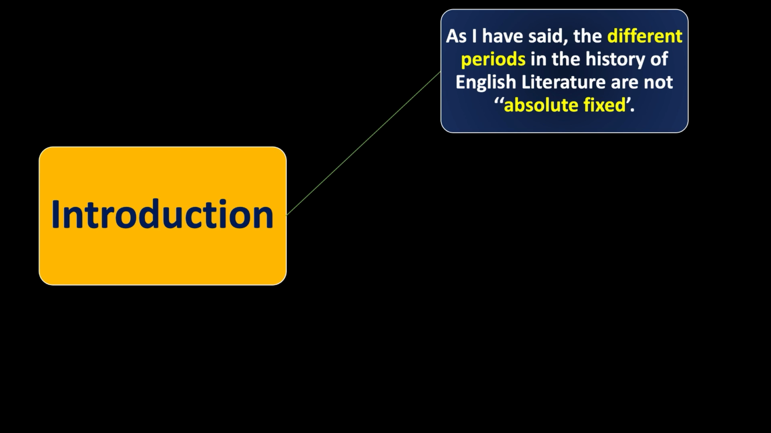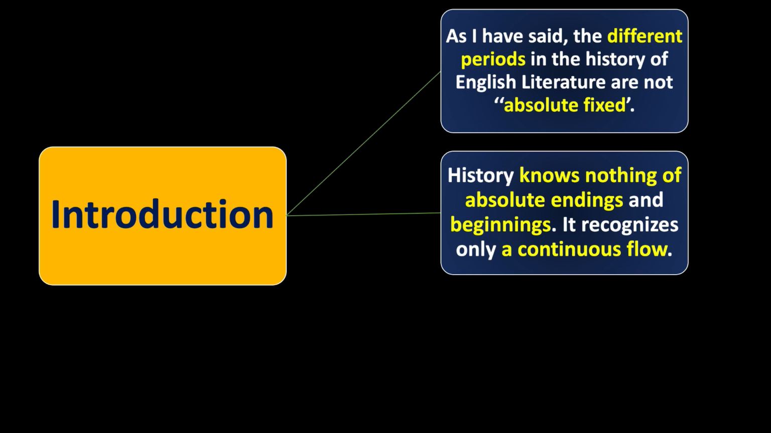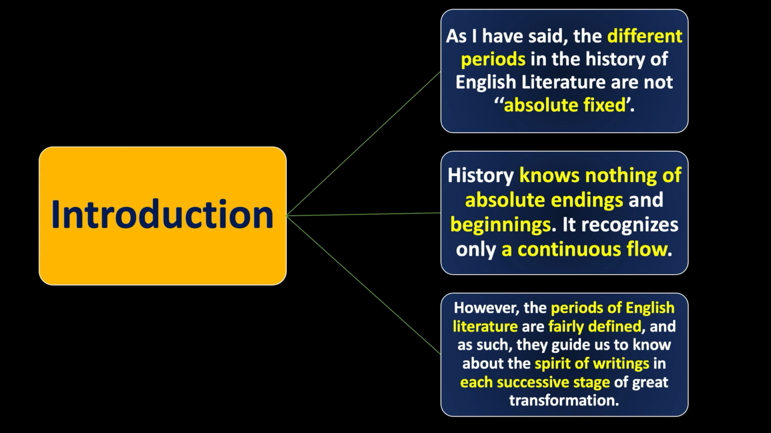As I have said, the different periods in the history of English literature are not absolutely fixed. Why? Because history knows nothing of absolute endings and beginnings. It recognizes only a continuous flow. However, the periods of English literature are fairly defined, and as such, they guide us to know about the spirit of writings in each successive stage of great transformation.